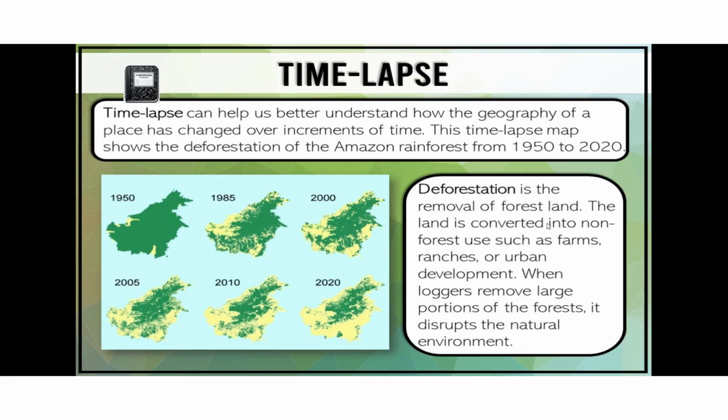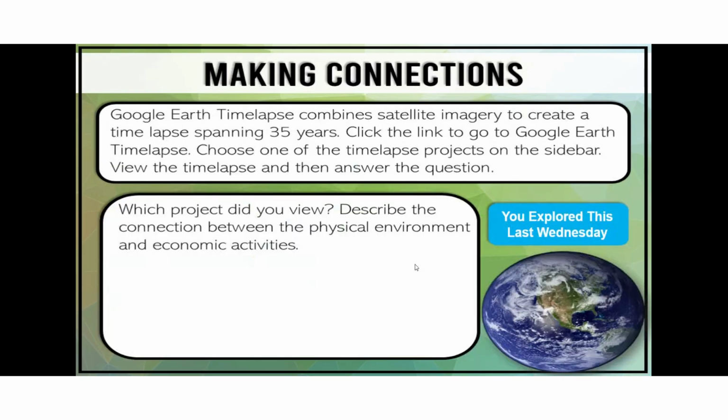And deforestation is the removal of forest land. The land is converted into non-forest use, such as farms, ranches, urban developments. When loggers remove large portions of the forest, it disrupts the natural environment.